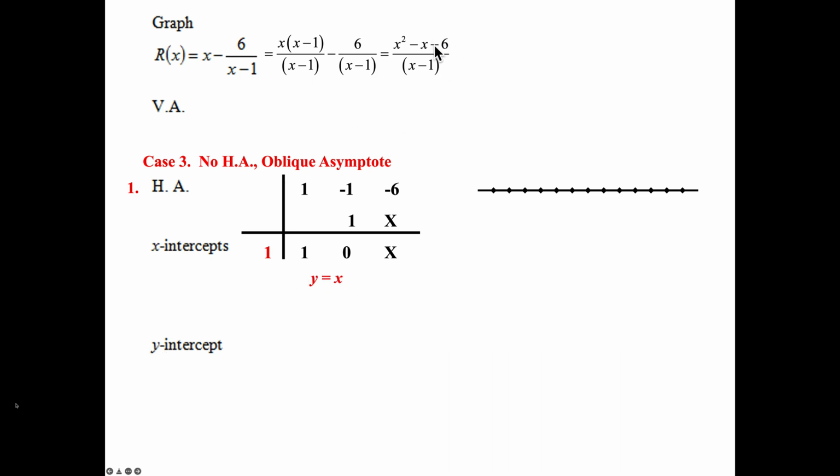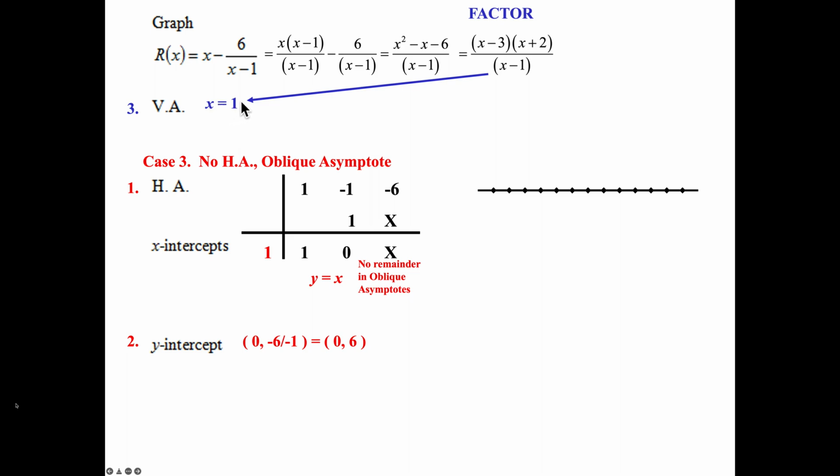Y-intercept, we have constant ratio, -6 over -1. So that gives me 0, 6. Factor the top to find our x-intercepts. So 2 factors of 6 that subtract to be -1. How about a -3 and a +2? So x minus 3, x plus 2, all over x minus 1. The x minus 1 is in the denominator. Let's make that our vertical asymptote. And then up in the numerator, we'll have x minus 3 equals 0, which gives me x equals 3, and an x equals -2. So there's my x-intercepts.